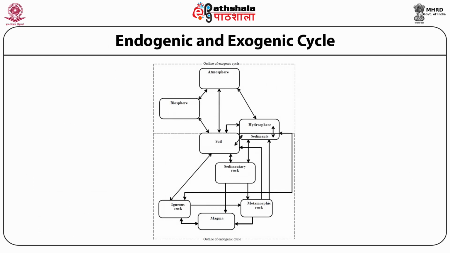These different biogeochemical cycles and nutrient cycles take place in two different places, that is the endogenic and exogenic cycles. Generally the exogenic cycle takes place in the biosphere, that is outside of the earth's surface, where the biosphere, atmosphere and hydrosphere are involved.